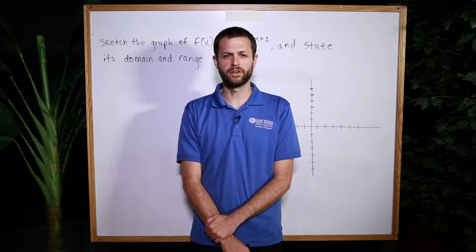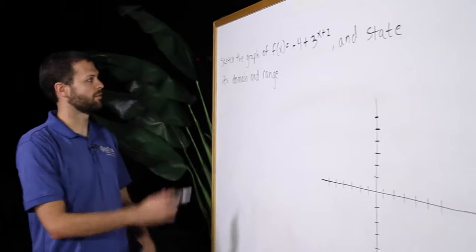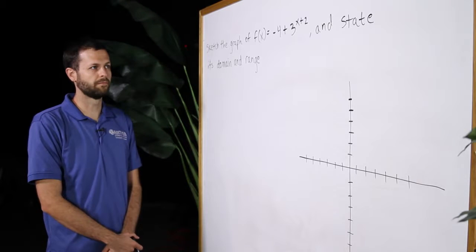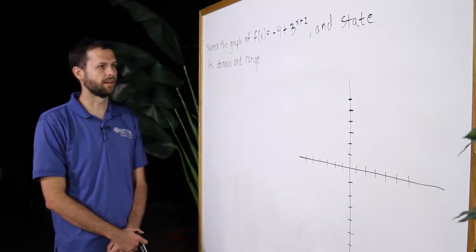In this example, we want to graph an exponential function with transformations and then state the domain and range of the function. This example says to sketch the graph of f of x equals -4 plus 3 to the x plus 2, and then state the domain and range of this function.